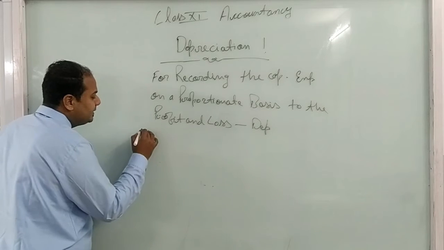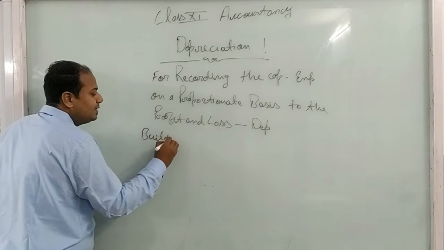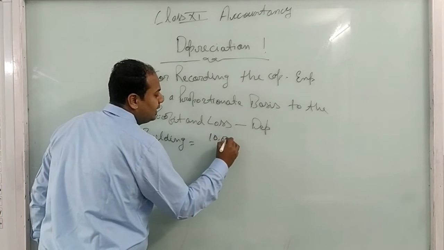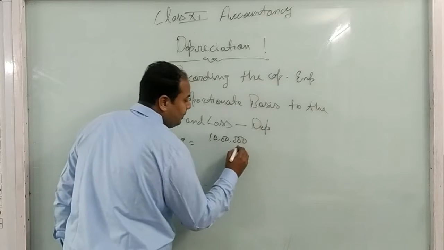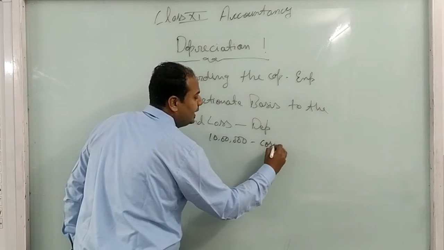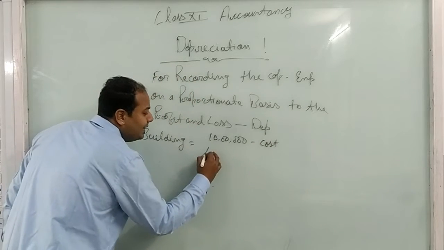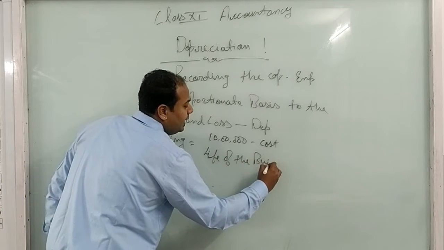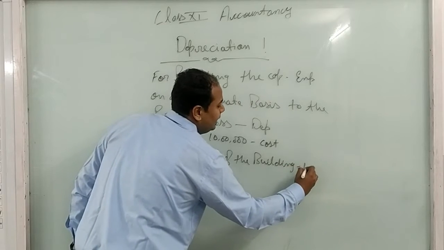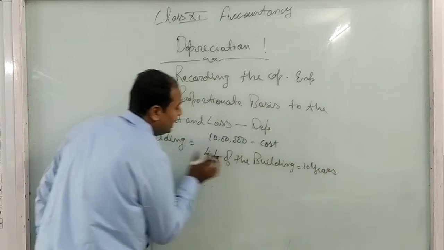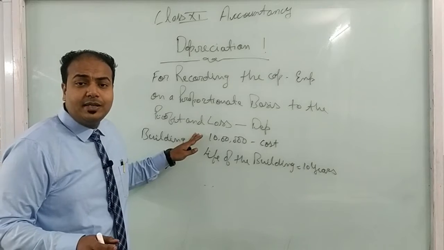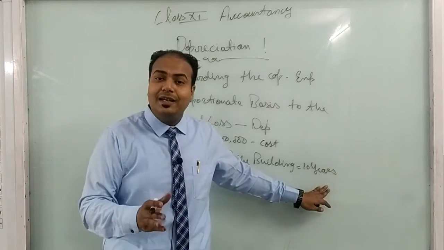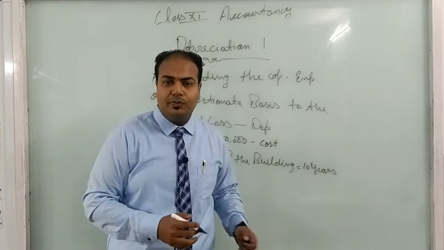For an example, a building is purchased for getting used in the business worth rupees 10 lakh. 10 lakh, is it clear? The cost of the building is rupees 10 lakh, and the life of this building is 10 years, which means that this 10 lakh expenditure is going to provide the benefit for 10 years. Now what you will do?